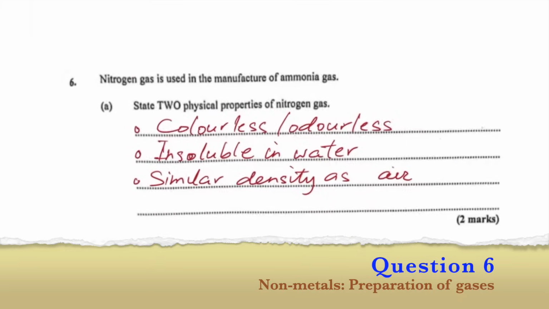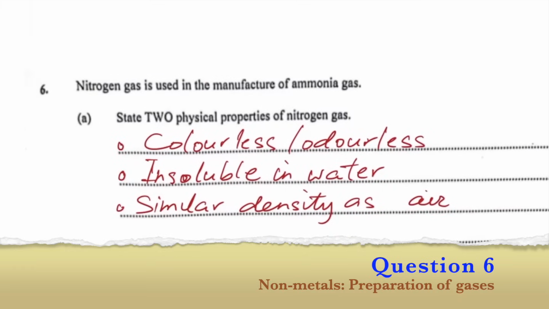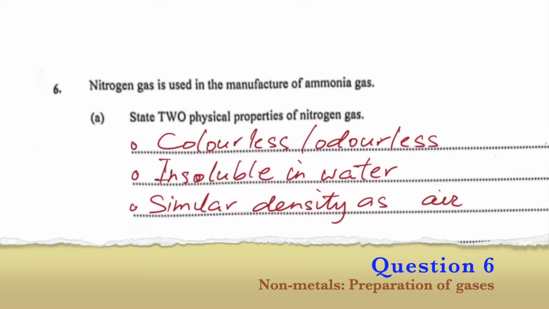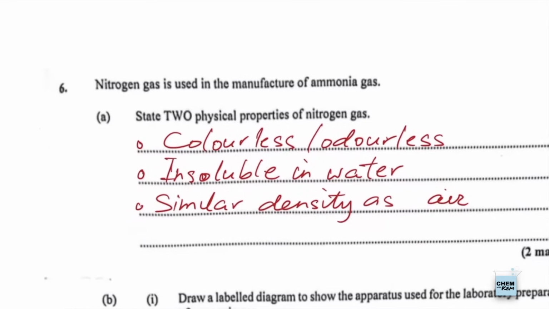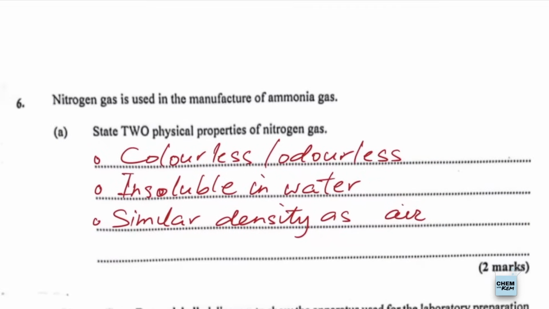All right, so part 6. Nitrogen is used in the manufacture of ammonia gas. 2 physical properties of nitrogen: colorless, odorless. Don't know if we could split that into 2. It's insoluble in water, and it has a similar density as air.